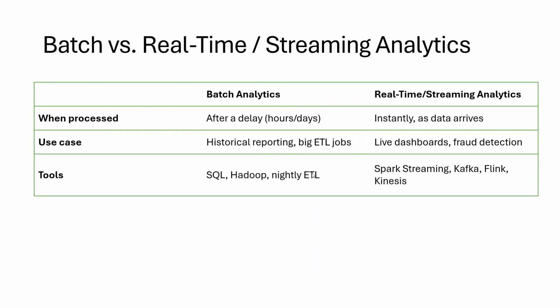So here batch analytics typically process after certain delays, maybe hours or days, but real time is almost instant, or within a few seconds. Some use cases for batch are historical reporting. Some use cases for real time are live dashboards. Some tools for batch analytics are SQL, Hadoop, nightly ETL. For real time, we have Spark Streaming, Kafka, Flink, Kinesis and all kinds of things.